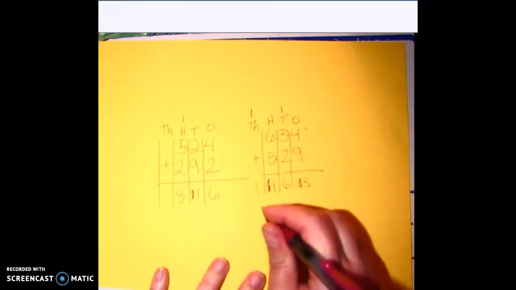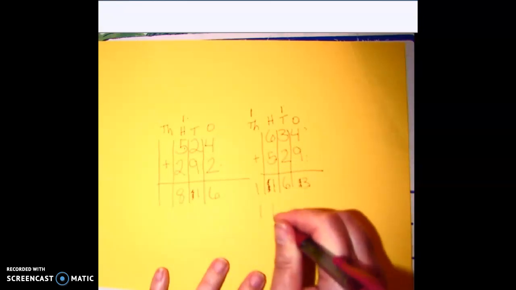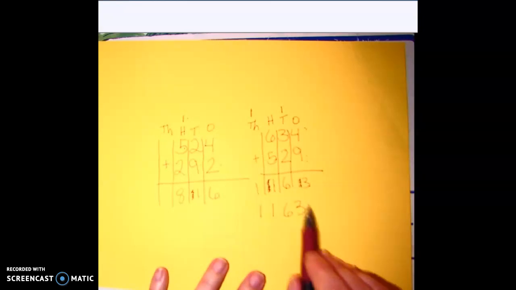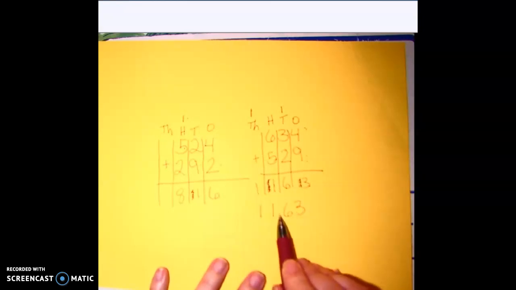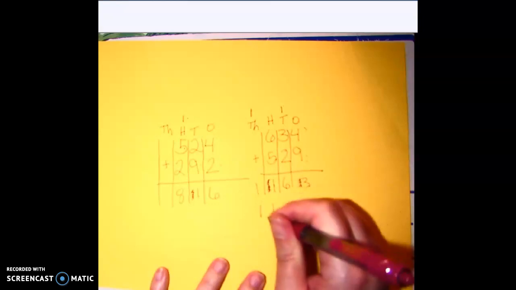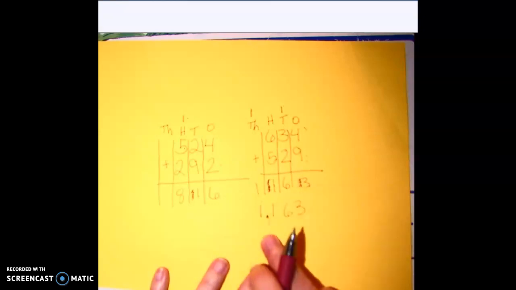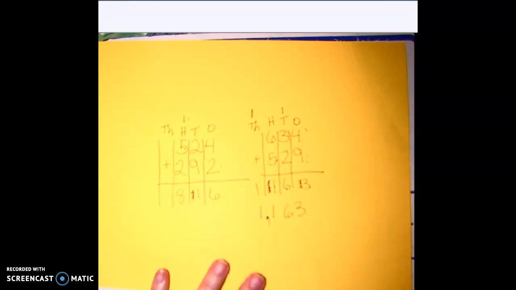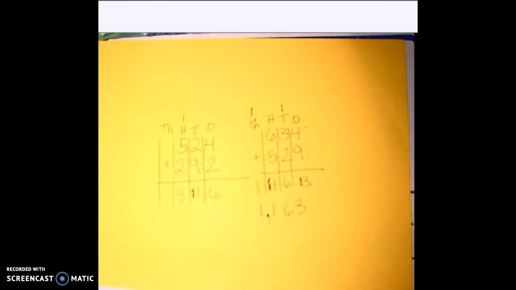So let me put it down here what it would look like if you were erasing it. Okay, 1, 1, 6, 3. Remember when we write numbers, if there's more than 3, we're going to count 1, 2, 3, and stick a comma. And when we see that comma, we're going to read it as 1,000, 1,163. Okay? All right, guys, so that's what you're going to be doing today on your math sheets.